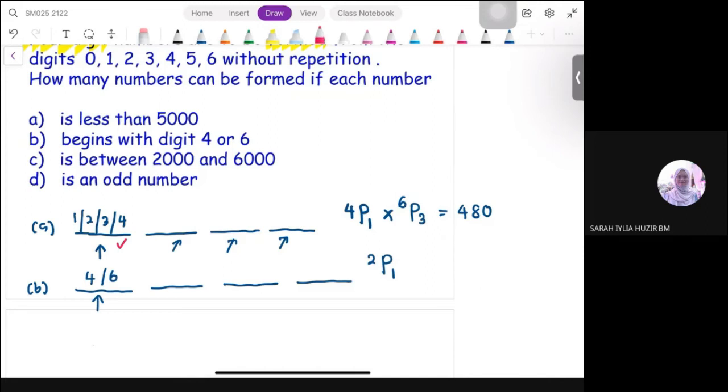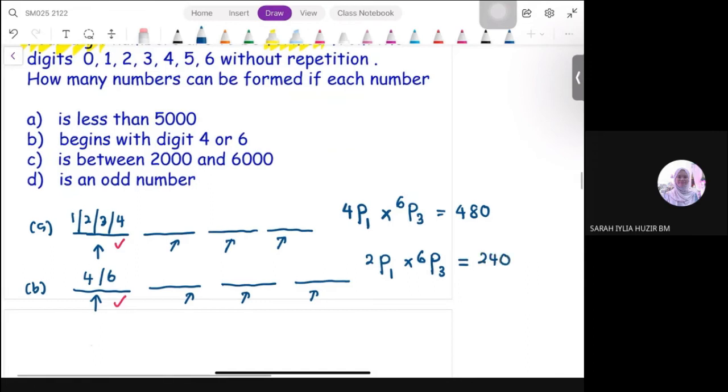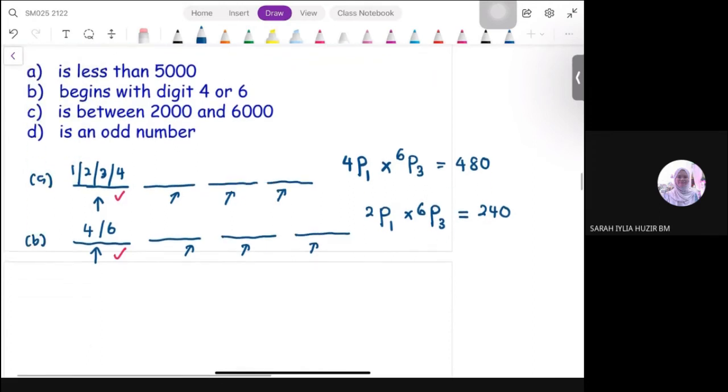Okay, settle with the first box. Now, how many numbers left? We have another 6 options that we haven't used. We want to arrange them into these 3 empty spaces. So 6P3. 2P1 times with 6P3, you're going to get 240. Okay, settle for B. Next one, C.